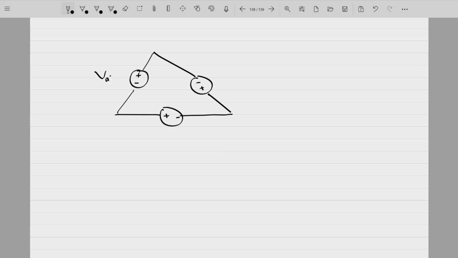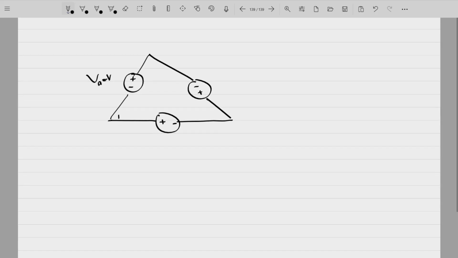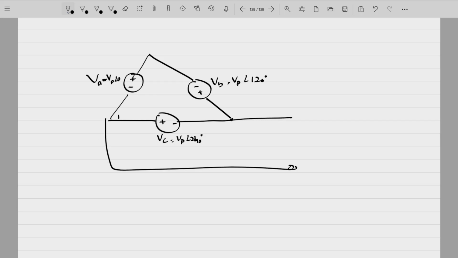So this can be VA, VP angle 0, VB, VP angle 120, and VC, VP angle 240. So the three terminals that will be accessible to us will be 1, 2, and 3.